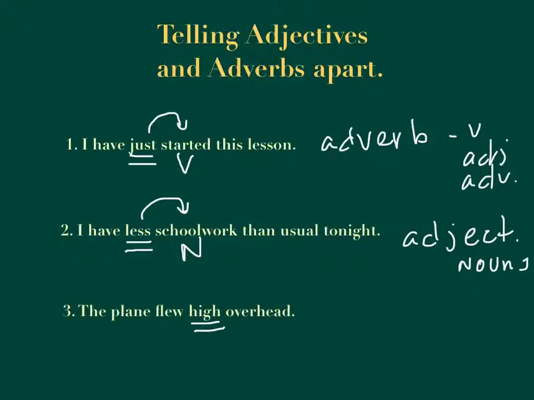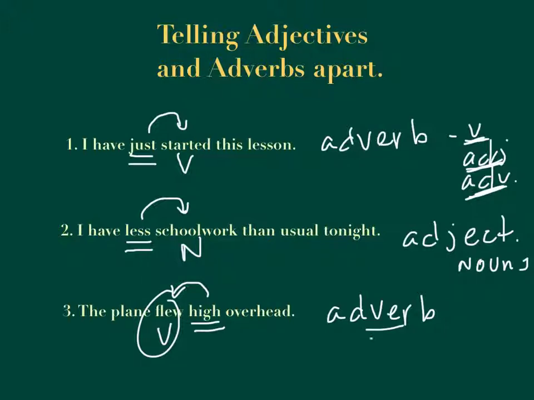And here's our third sentence. The plane flew high overhead. Tell me if high is an adverb or an adjective. Alright, good. If you identified high as an adverb, then you are correct. And the reason why high is an adverb is because it modifies flew, which is a verb. Now high may look like an adjective, but remember what adverbs do. They modify verbs, adjectives, or other adverbs. In this case, it's modifying a verb, and therefore high is an adverb.